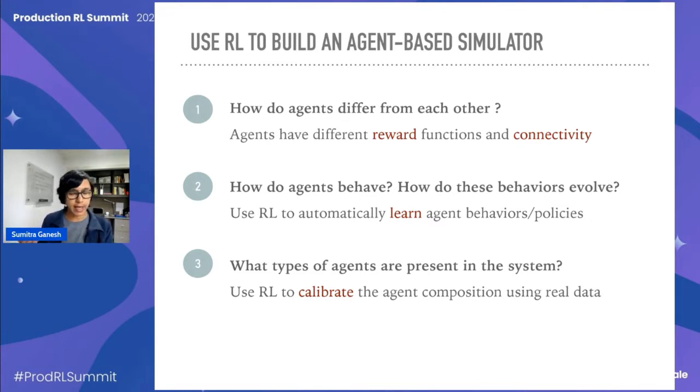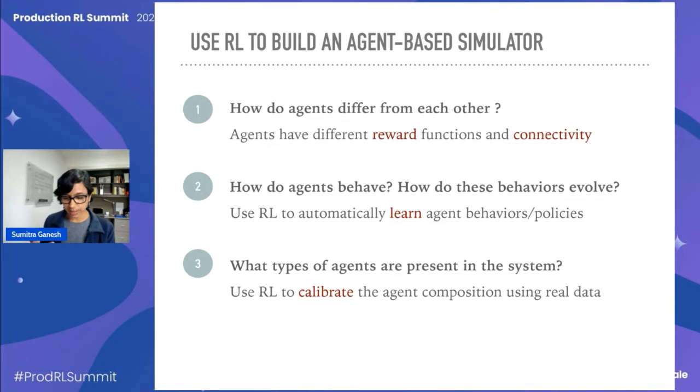The first is, how do agents differ from each other? That is, how do you specify this heterogeneity of agents? And we use reward functions and the connectivity graph between agents to do that. The second question is, how do agents behave? How do you specify behaviors? And how do these behaviors evolve? And RL here is a really natural tool to automatically learn agent behaviors and policies.